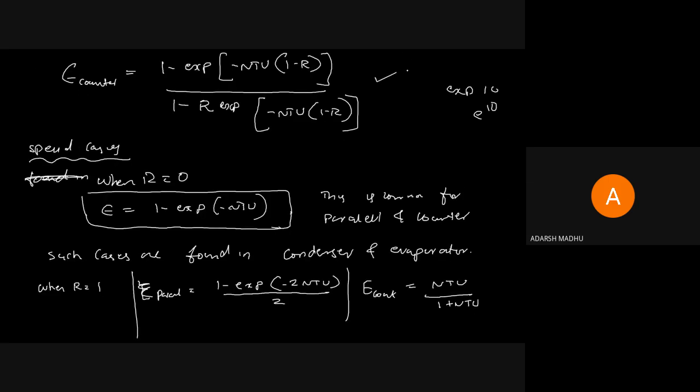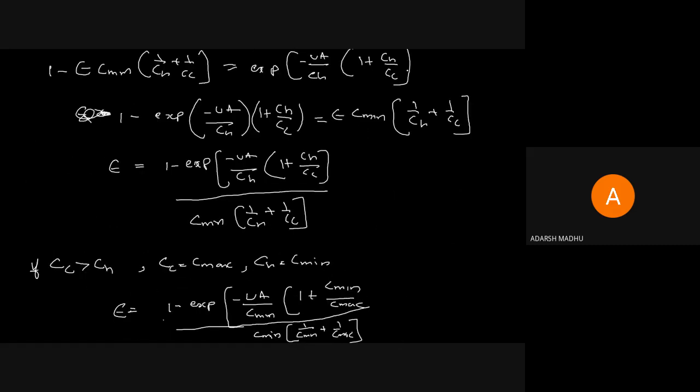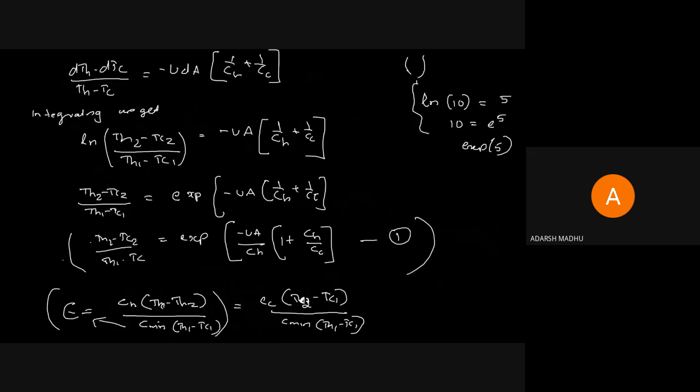So is there any other equation left to find the value of effectiveness? Please check your notebook, where we have written two equations of effectiveness from the earlier derivation. That is E equal to CH by C minimum of TH1 minus TH2. This is a general equation, so we can use it for parallel flow or counterflow.